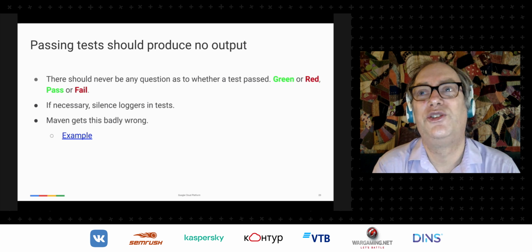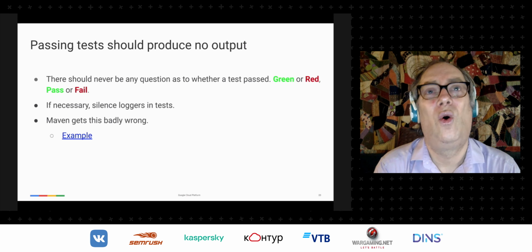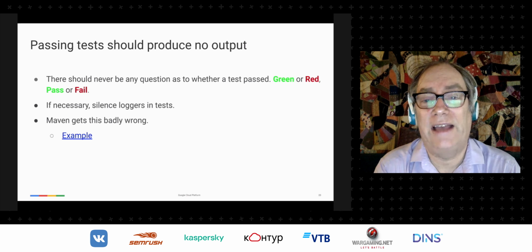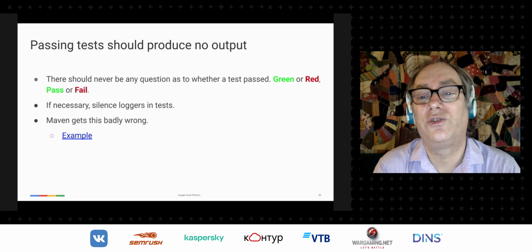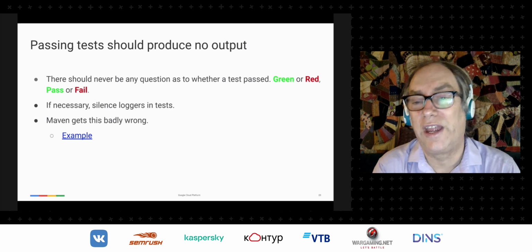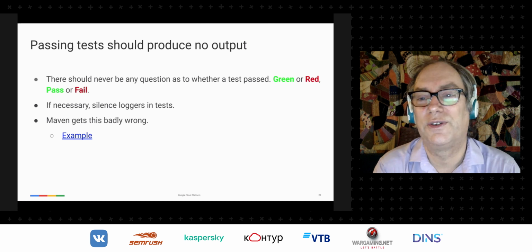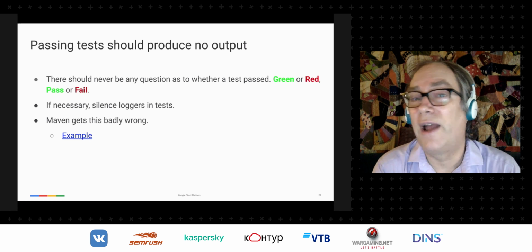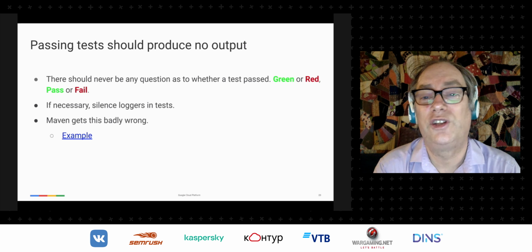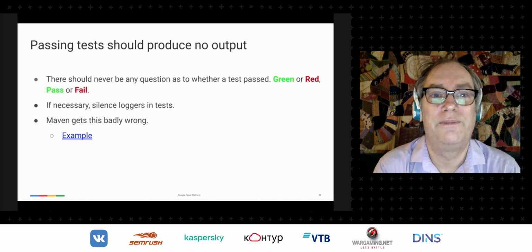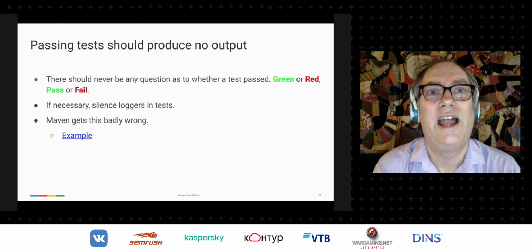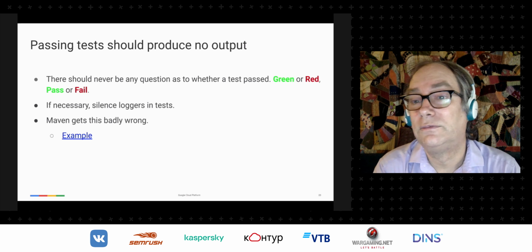Passing tests should produce no output, or at most, a simple message, everything passed. There should never be any questions as to whether a test passed. If it passed, it's green. In Japan, for cultural reasons, it would be blue instead of green. If it failed, it's red. And you might be able to actually use real colors depending on your environment. In Eclipse, for example, you get a nice green bar when the tests pass, and you get a red bar when the tests fail. And that's it.